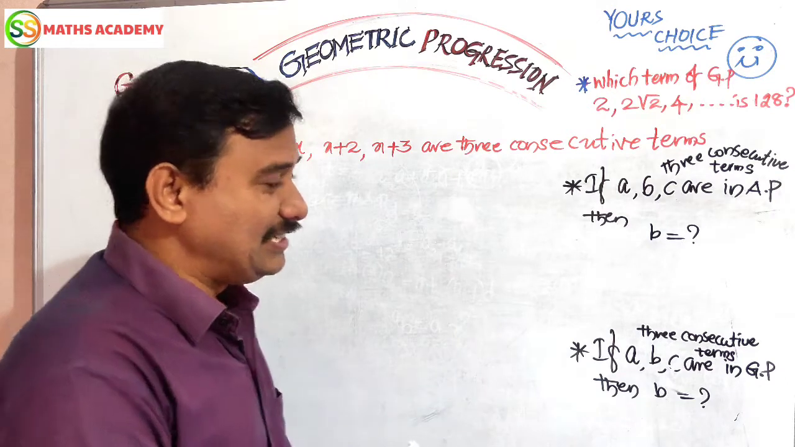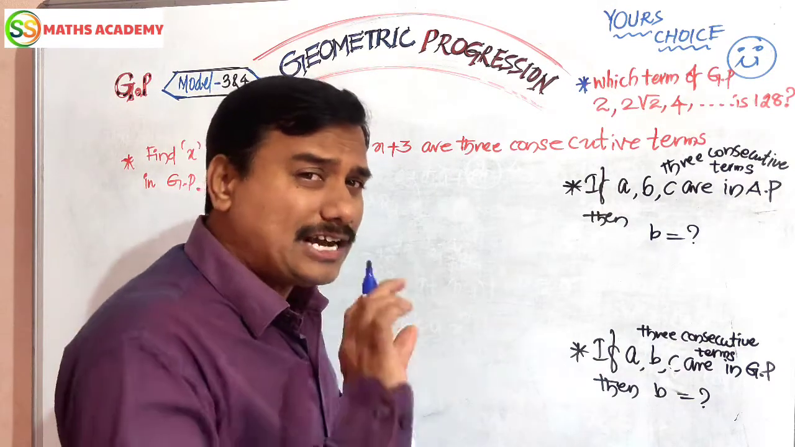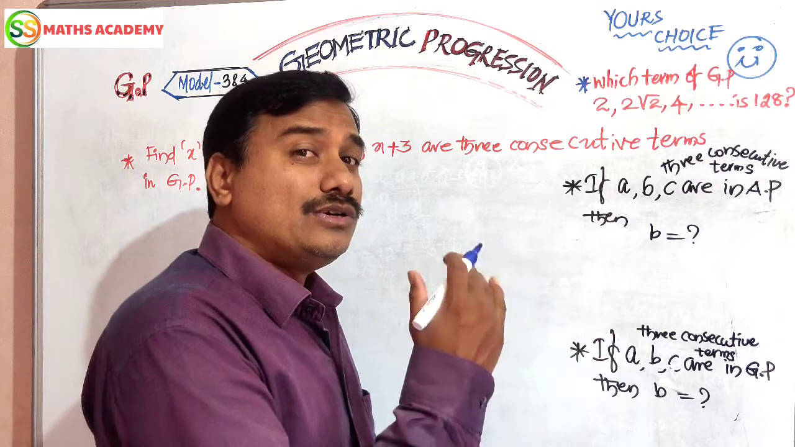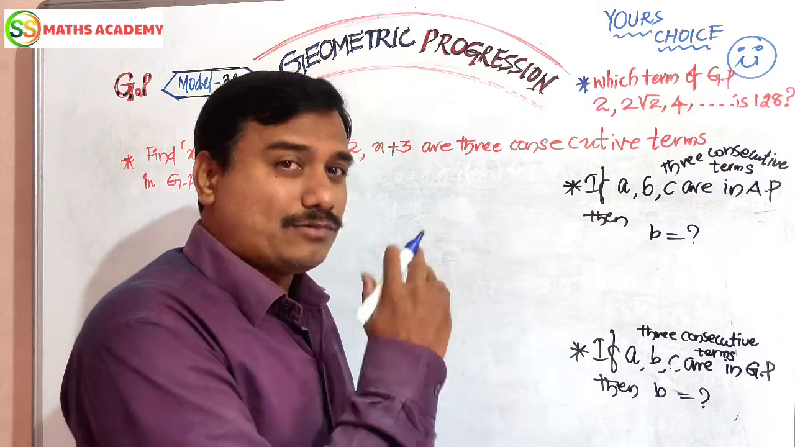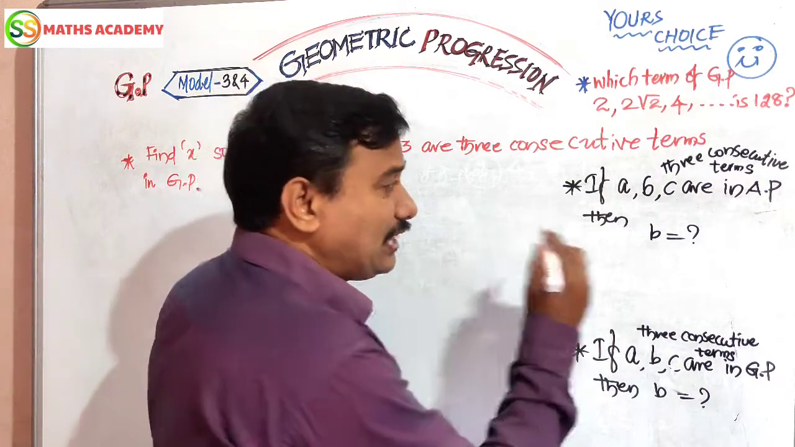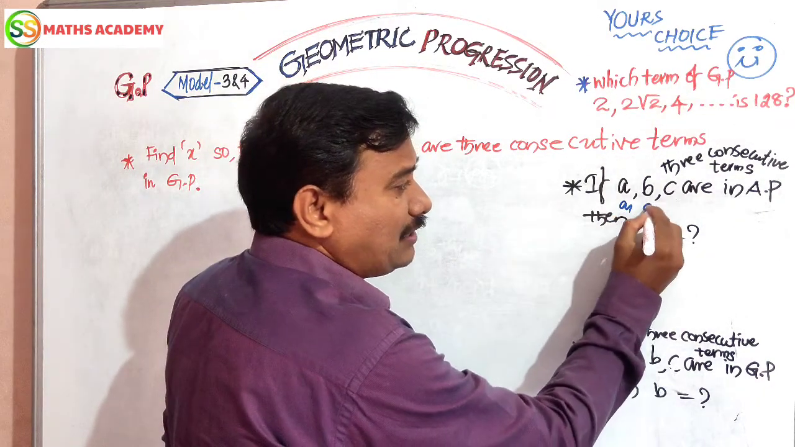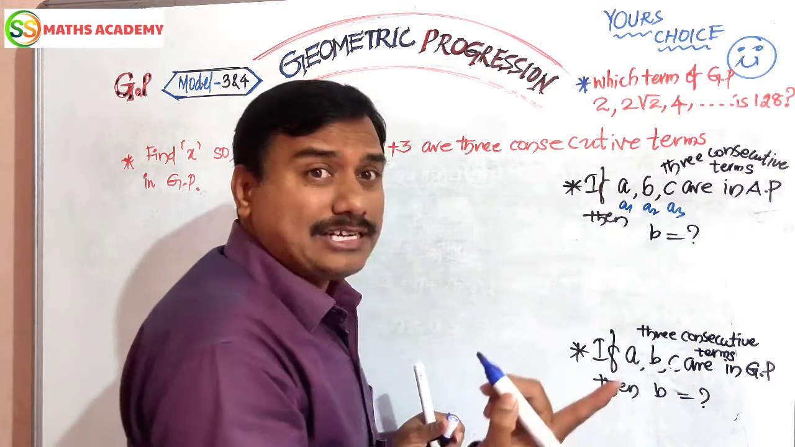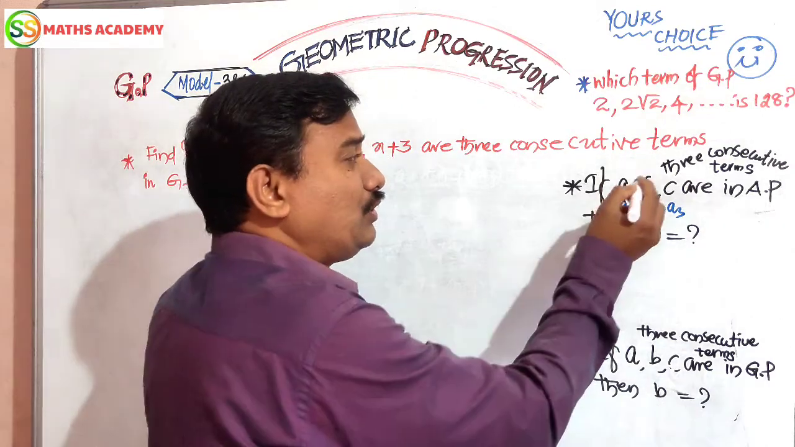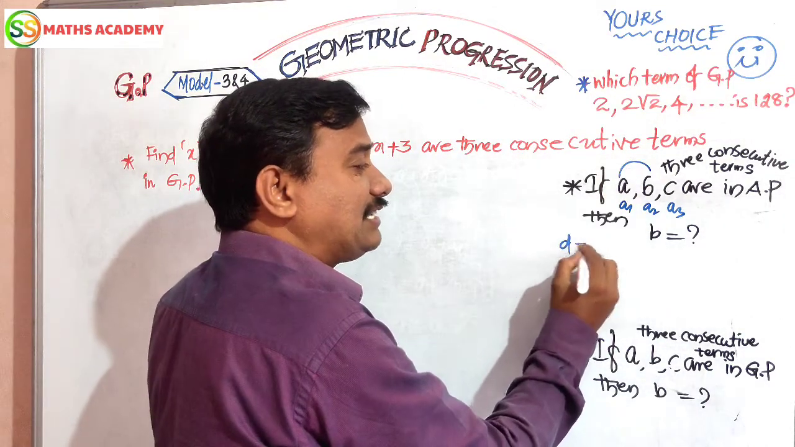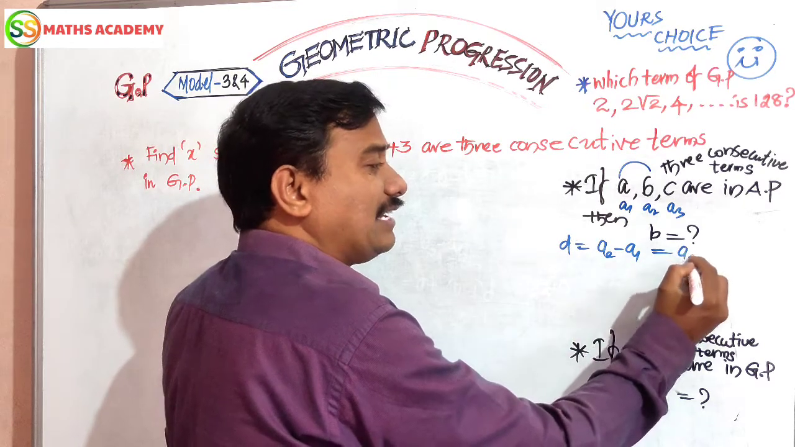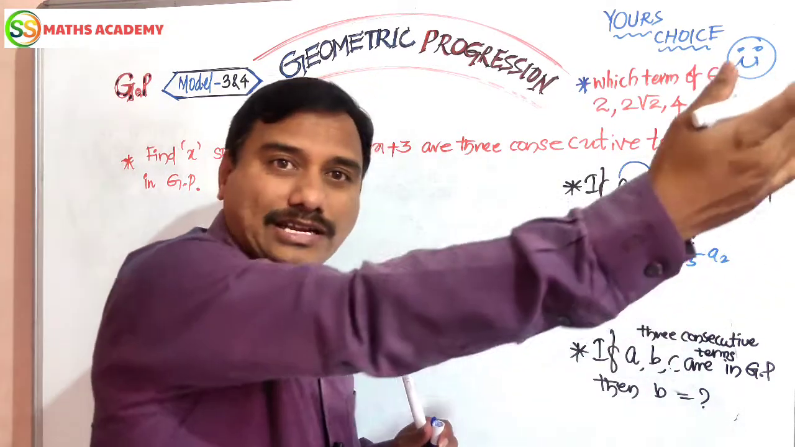The procedure is simple. In AP, what is the common difference? The difference of the second term and the first term, or the third term and the second term, consecutive terms. Then A1, A2, A3: what is the common difference, dear friends? When only three consecutive terms are given, you can go with B minus A. D is nothing but A2 minus A1, or A3 minus A2, and so on.